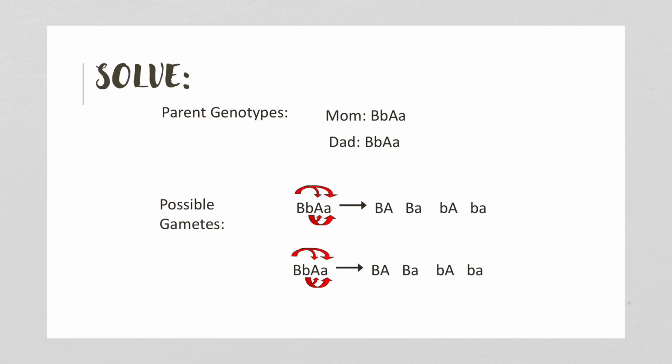Every gamete needs to have a B and an A. So the mom could give big B, big A, big B, little a, little b, big A, or little b, little a. And the same thing with the dad: big B, big A, big B, little a, little b, big A, or little b, little a.